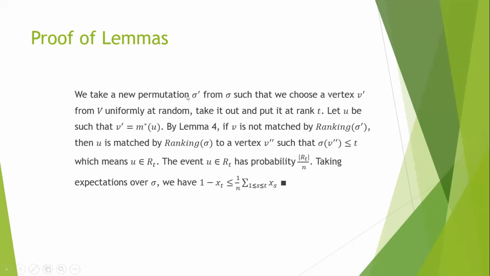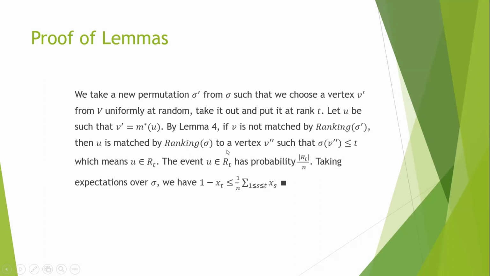Now we take a new permutation sigma prime from sigma such that we choose a vertex V prime from V uniformly at random. Take it out and put it at rank T. Let U be such that V prime is matched to U in the perfect matching. Hence, by lemma 4, if V is not matched by ranking sigma prime, then U is matched by ranking sigma to a vertex V double prime such that the rank of V double prime is smaller than or equal to T, which means that U is an element of RT.